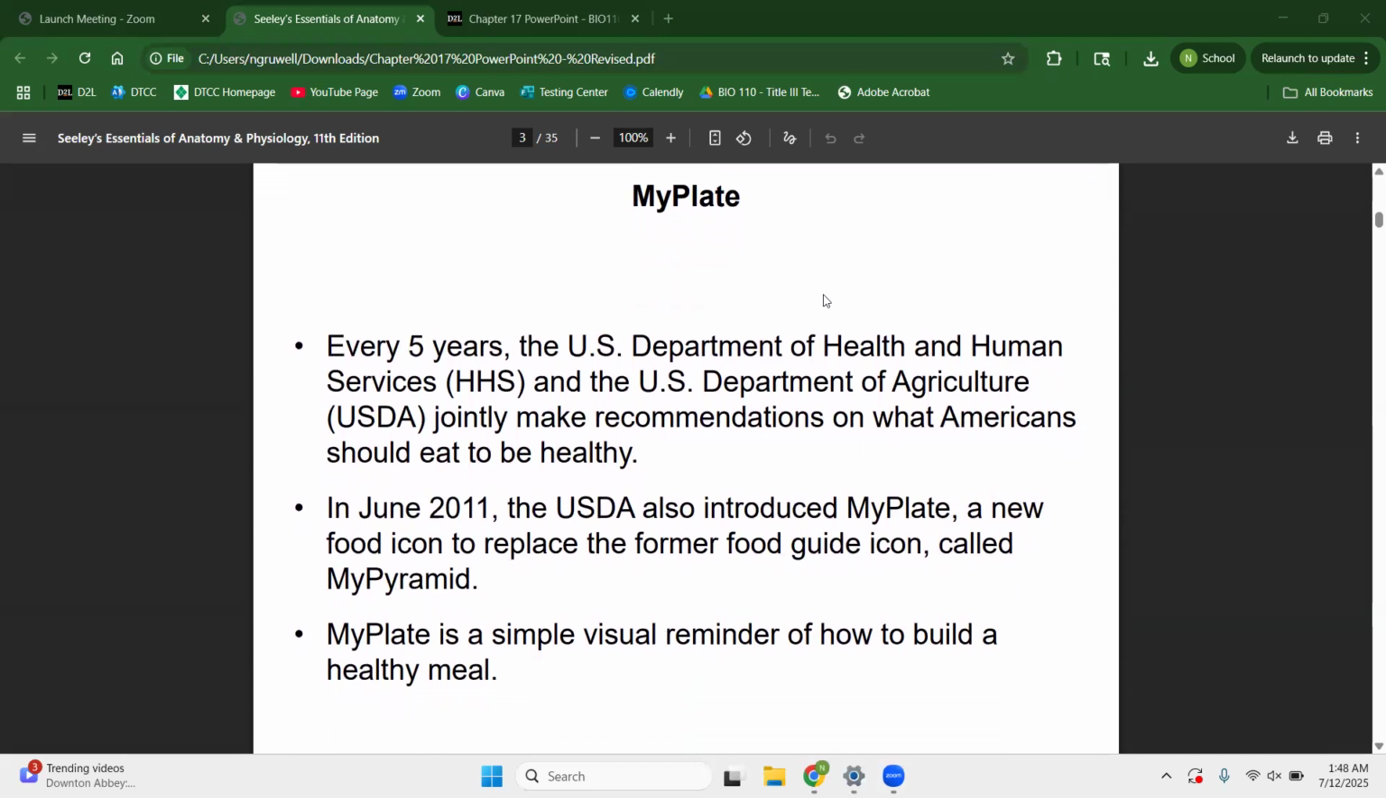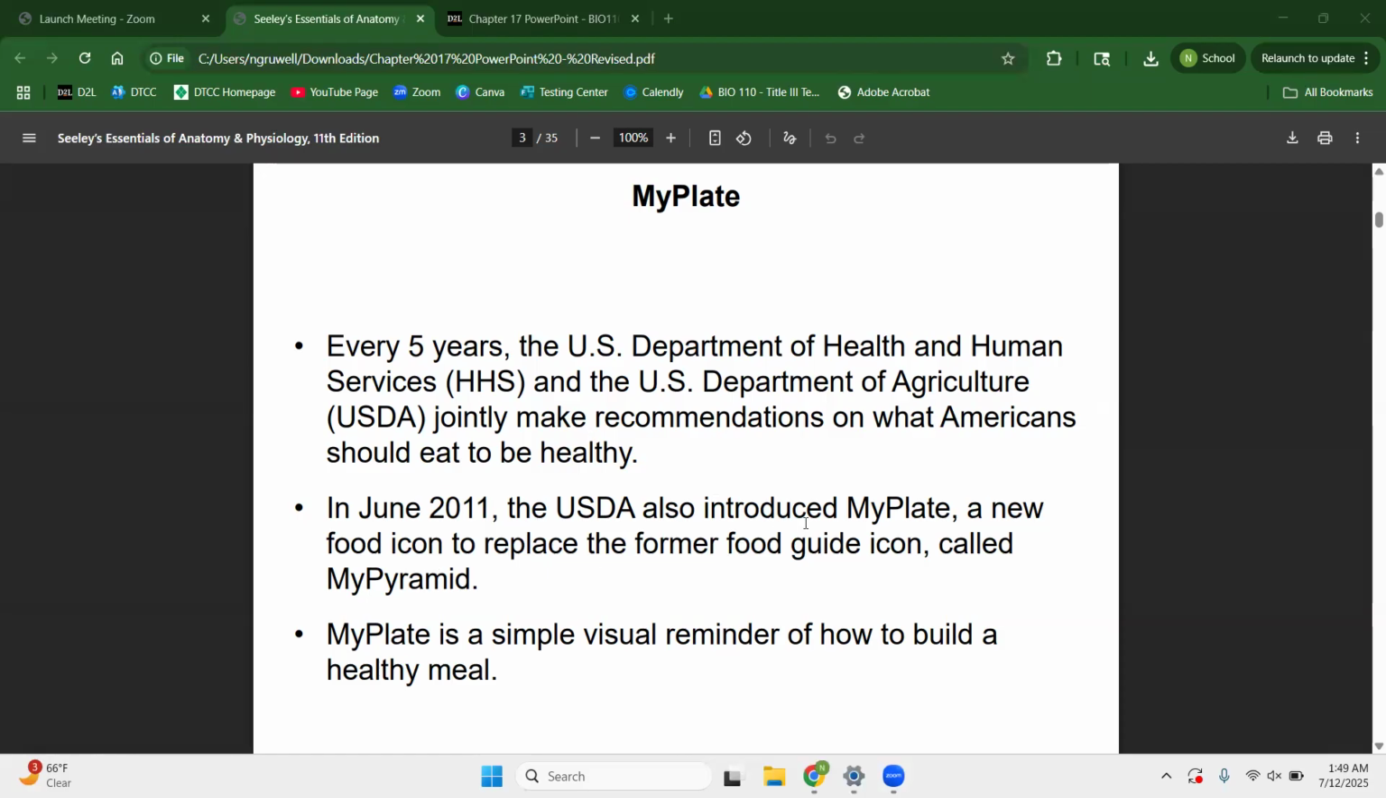All right, some of you may have heard of MyPlate without realizing it, or even seen some of the graphics of the MyPlate. It's been around since 2011. And so every 5 years, our U.S. Department of Health and Human Services, HHS, and the Department of Agriculture, USDA, jointly are going to make recommendations on what is a healthy diet. And if you remember way back, there used to be the food pyramid. So you had your foods that you should have more often on the bottom, and then as you got closer to the top, you kind of cut down.